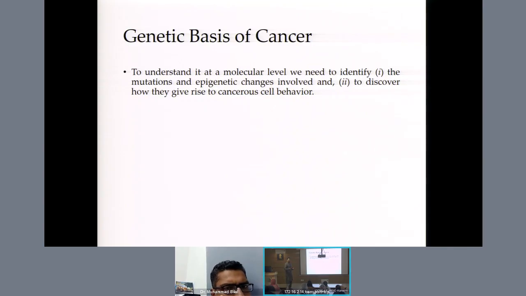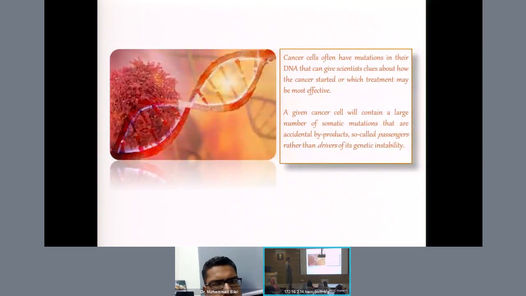अभी भी शायद आप लोगों के भी ऐसे कोई projects हो, ठीक है, जो लोग cancer genetics में काम कर रहे हैं. So cancer cells, they often have mutations in their DNA that can give researchers clues about how the cancer started or which treatment may be most effective. You test some molecules or inhibitors on a cancerous cell line and see which molecule specifically kills the cancer cells.